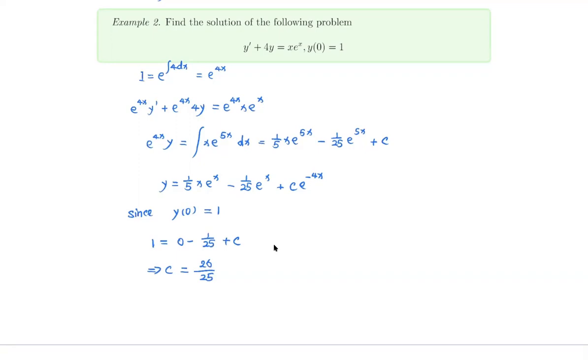All right. So that is it. Now I just need to plug it back in, and I'll get my final solution.